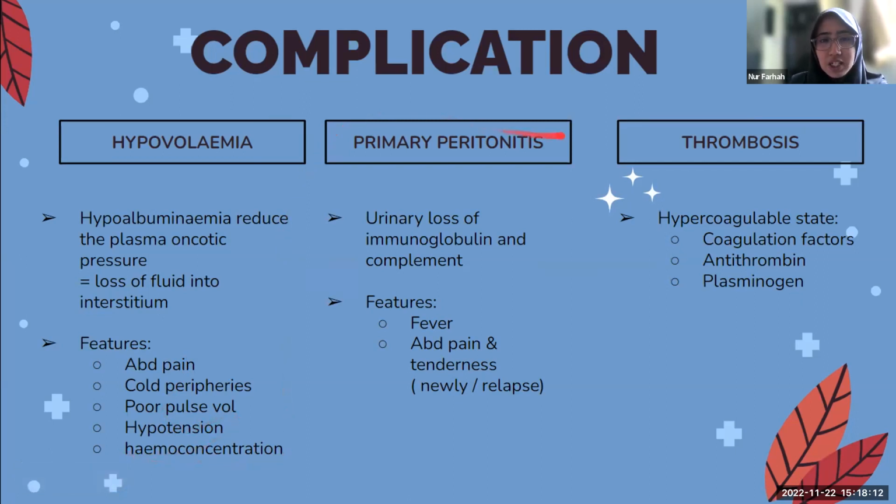So the next complication is primary peritonitis. It is due to urinary loss of immunoglobulin and also complement. So with this, the patient is susceptible to infection. So the features will be fever, abdominal pain, and tenderness. These features can come with either those who are newly diagnosed and also relapsed nephrotic syndrome. For thrombosis, it is a hypercoagulable state. So it means that the patient will have a lot of loss of coagulation factors, antithrombin, and also plasminogen.